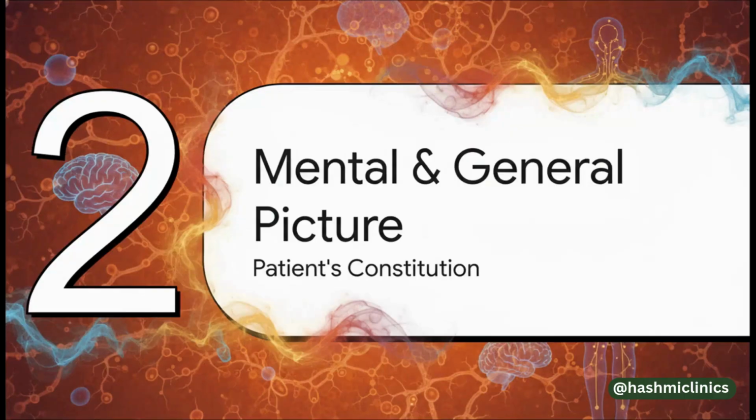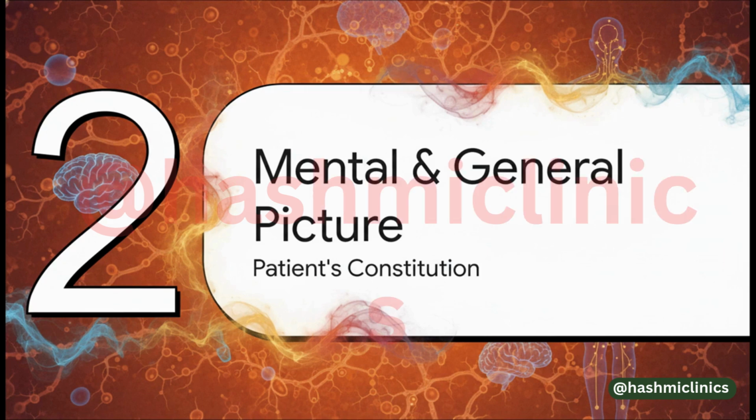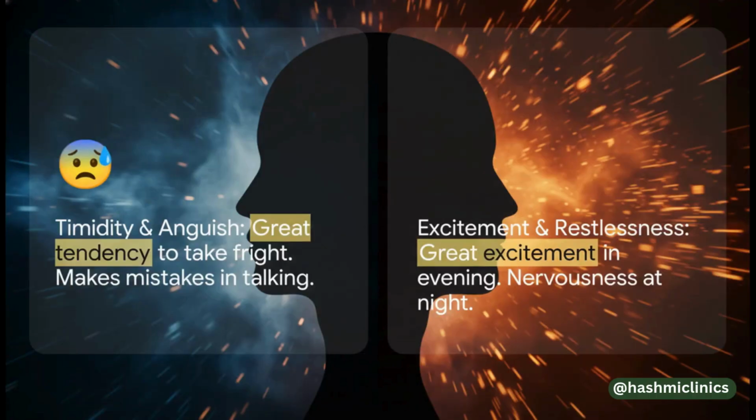Okay, so we've seen the acute picture. Now let's zoom out and build up the constitutional picture. What does the Ammonium Causticum patient look like, mentally, emotionally, and in their general physical state? Now, this is really interesting. The mental state is all about duality, a real contradiction, which is often a huge clue for prescribing. On one side, you have this deep-seated timidity and anguish. They're easily frightened, they get startled. But then, on the complete opposite end of the spectrum, you have this intense excitement and restlessness, especially in the evening and at night.